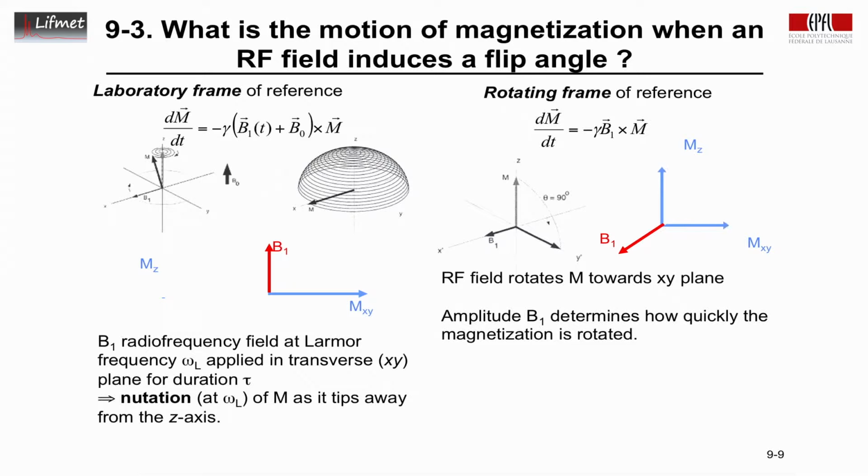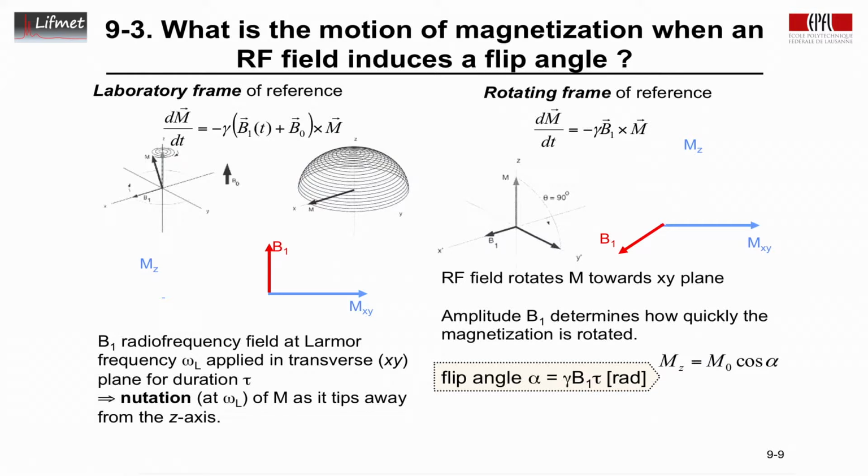This is a simple rotation in this reference frame, because in this reference frame, the B1 is stationary. The amplitude of B1 determines how fast we get towards the transverse plane, that is how fast it is rotated, and we can calculate the flip angle if we know the gyromagnetic ratio, the B1, and the duration of the application of this B1, which is also called the RF pulse. So that's the flip angle given.